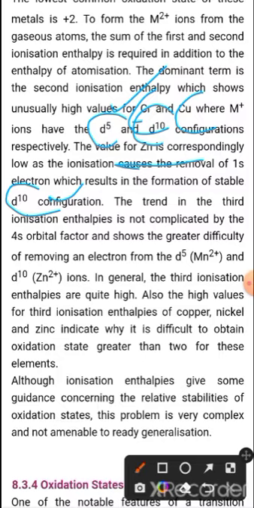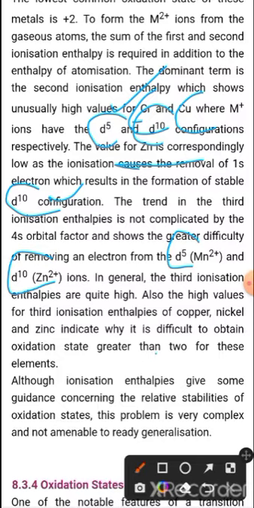Fine. So why is the third ionization enthalpy very high here? It is not because there is a poor shielding effect. Basically the reason is removing electrons from the most stable electronic configuration, which is d5, half-filled, and d10, fully filled. So here the reason is the stability. Note the 4s orbital factor. So in general the third ionization enthalpies are quite high.